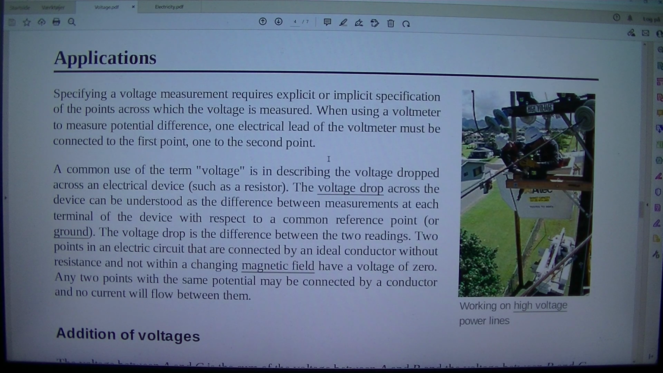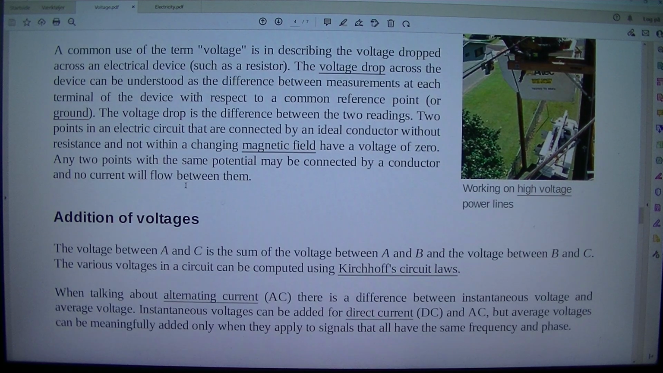A common use of the term voltage is in describing the voltage dropped across an electrical device, such as a resistor. The voltage drop across the device can be understood as the difference between measurements at each terminal of the device with respect to a common reference point, or ground. The voltage drop is the difference between the two readings.